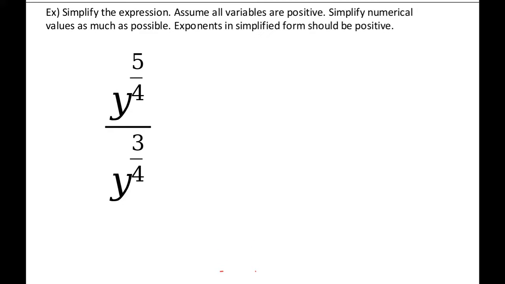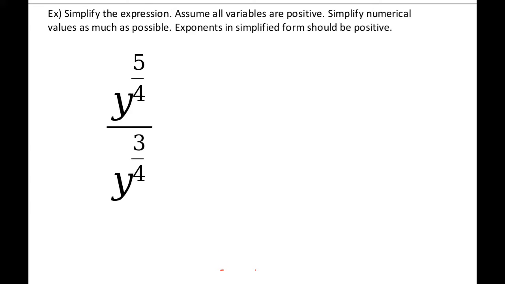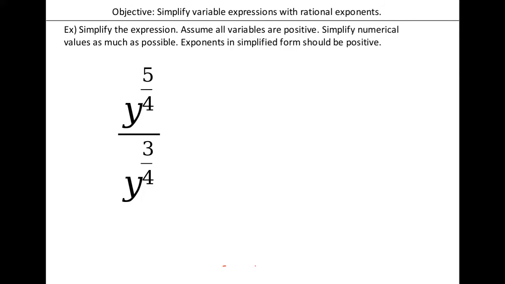So next example, please go ahead and copy. We have y to the 5/4 divided by y to the 3/4 power. In this case, I am dividing powers, so x to the m divided by x to the n was my rule. What do I do to the exponents? Add, subtract, or divide? Or multiply? Subtract. m minus n. You take the numerator's exponent minus the denominator's exponent, okay?